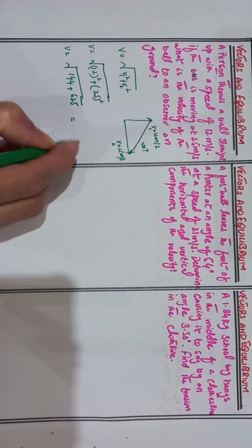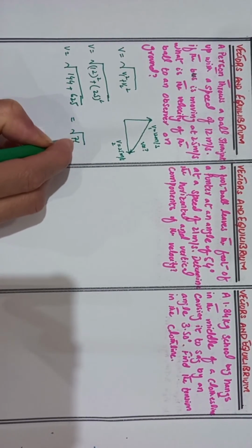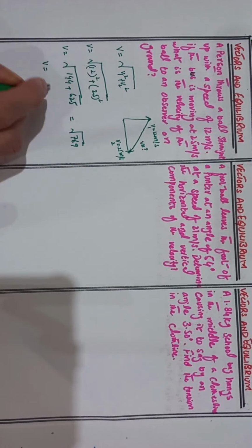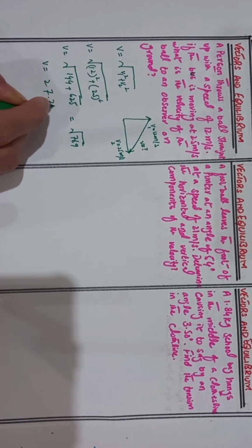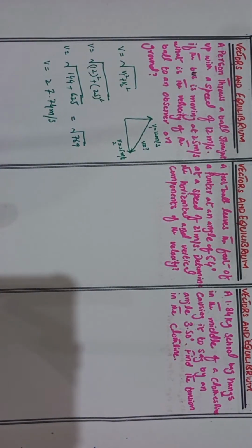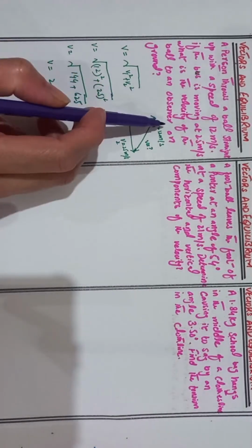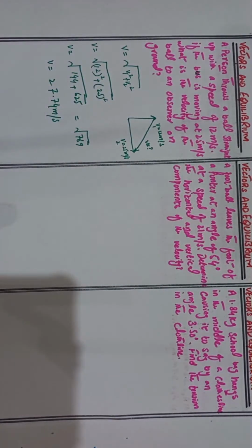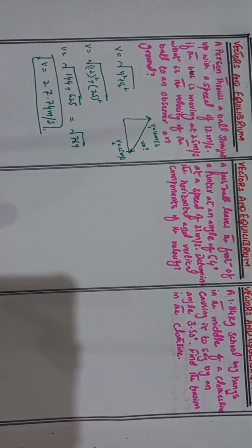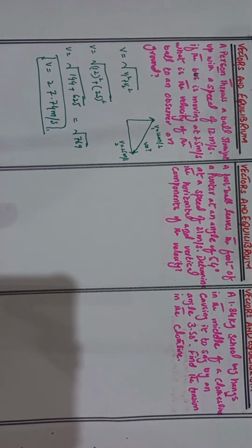When we add them, we get 769. Under root 769 is equal to 27.74 meters per second. Now we could find the angle, but the angle is not asked. We only find the velocity of the ball to an observer, that is 27.74 meters per second.